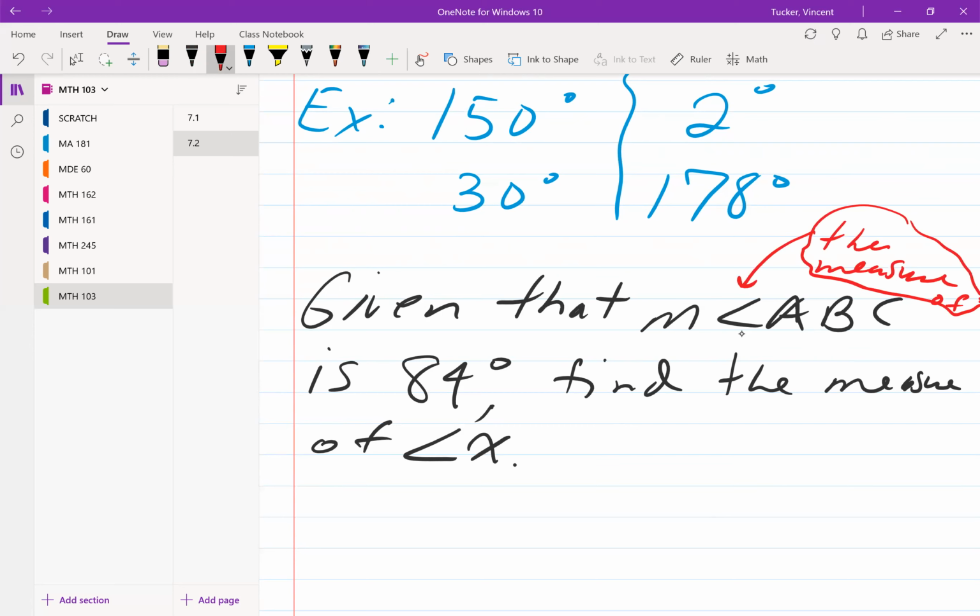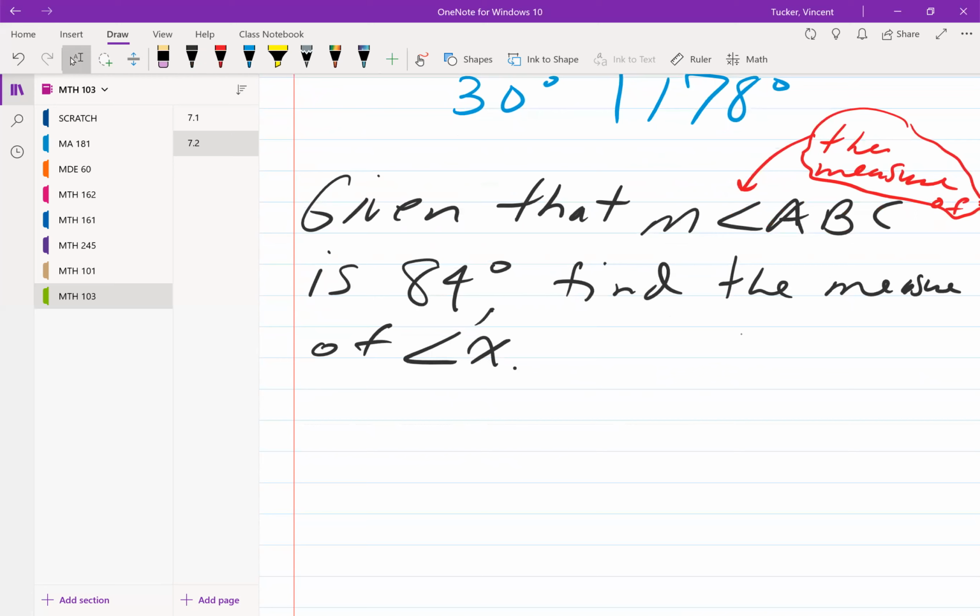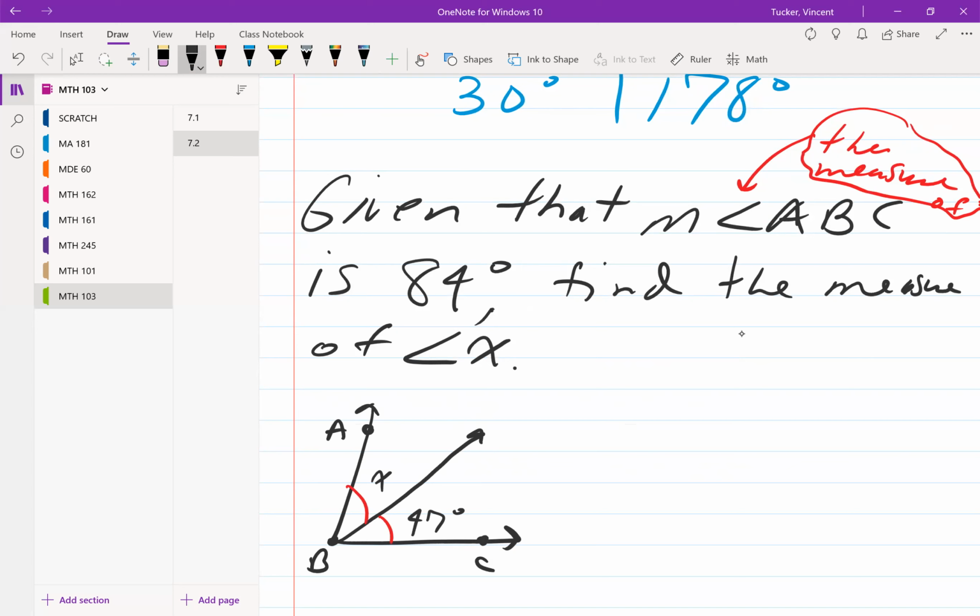So given that the measure of angle ABC is 84 degrees, find the measure of angle X. So that's what that terminology right there means. If you have an M in front of a little angle symbol, it's the measure of angle ABC. All right, so that's ABC, and 47 is inside of this ABC.